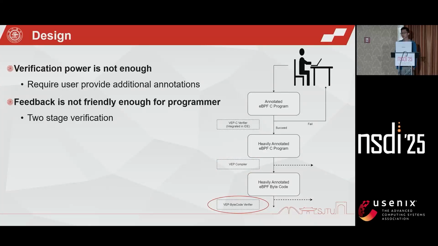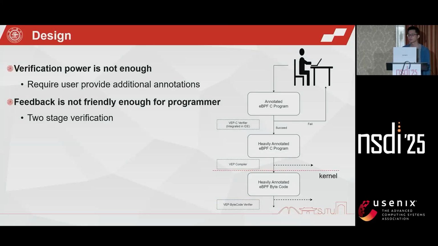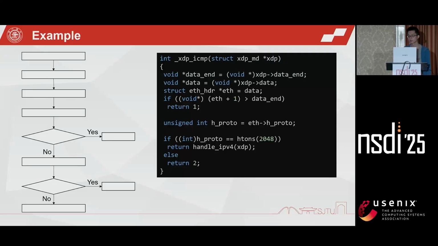Finally, VEP uses a bytecode-level verifier to perform a final verification. At this stage, the bytecode verifier will check that the compiled bytecode program can pass all the safety checks according to the compiled annotations. Due to the existence of sufficient annotations, this verifier only needs very little computational resources. In our design, VEP-C and the VEP compiler are in user space, and the VEP bytecode verifier is in the kernel space. Here we use an example to show the whole process.